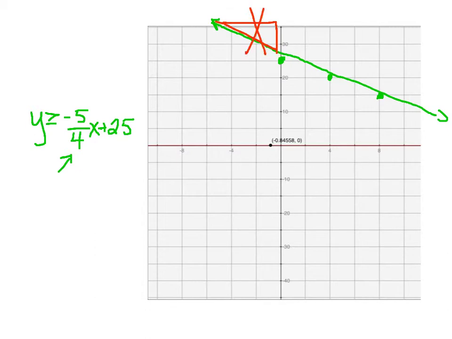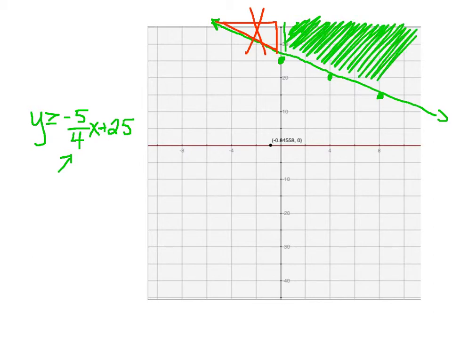I can't sell a negative amount. I'd be going into debt. I would owe someone. That would be like me buying something, and she's trying to sell to earn money. So in this case, what I'm going to want to do is shade everything to the right, which tells me I'm incorporating only the positive values of x. So I'm going to stop right here. I'm going to shade in anything in this area.